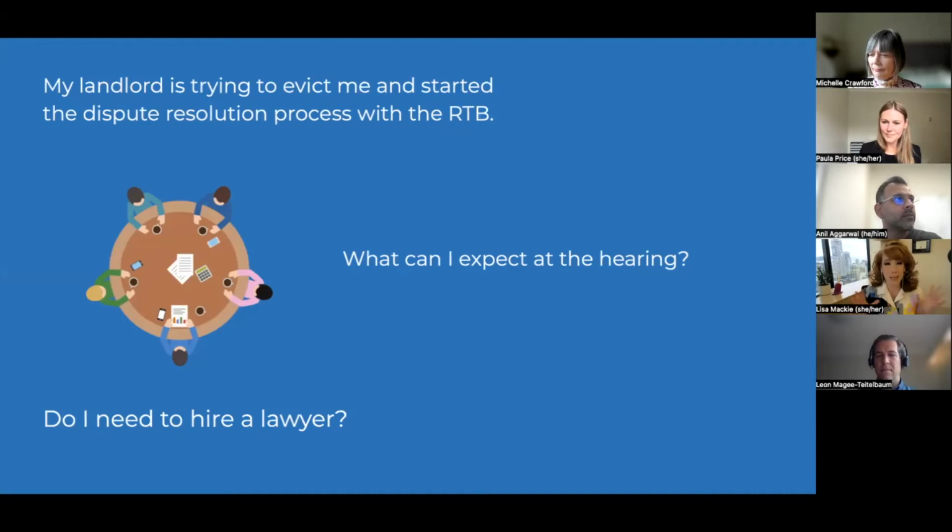But by all means, make sure that you organize yourself, whether or not that's with the assistance of a lawyer or whether you're doing it on your own. Keep organized, stay on track, and you'll find that that 60-minute hearing is all you need to get through it.